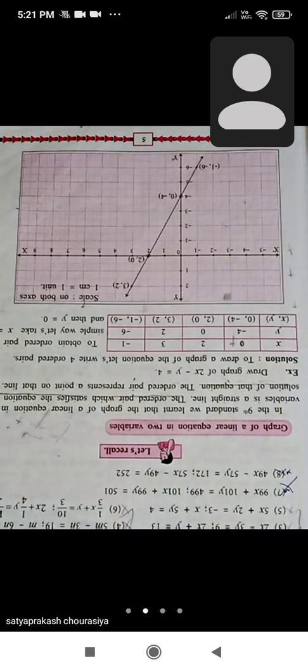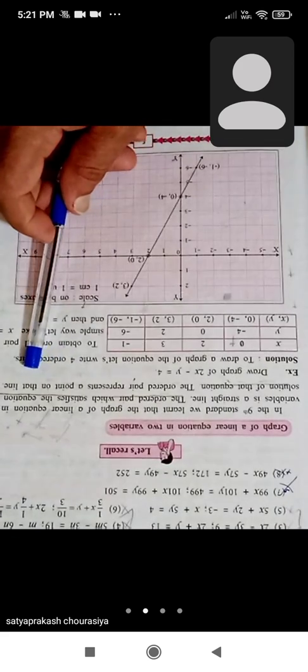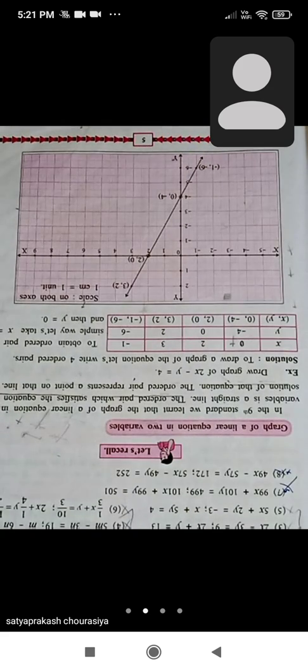The ordered pair which satisfies the equation is the solution of that equation. The ordered pair means the value of x and the value of y that satisfy the equation, and each such pair is called a solution of the equation. The ordered pair represents a point on that line.